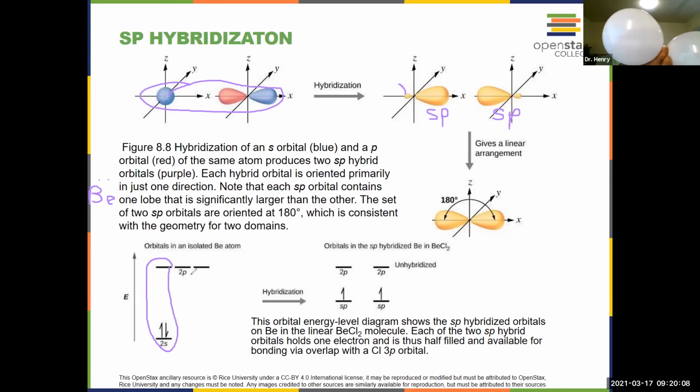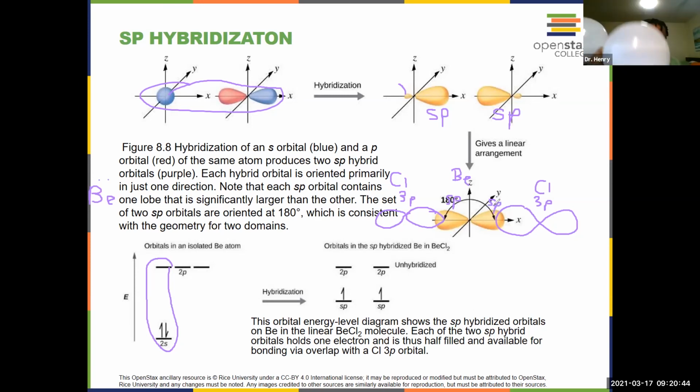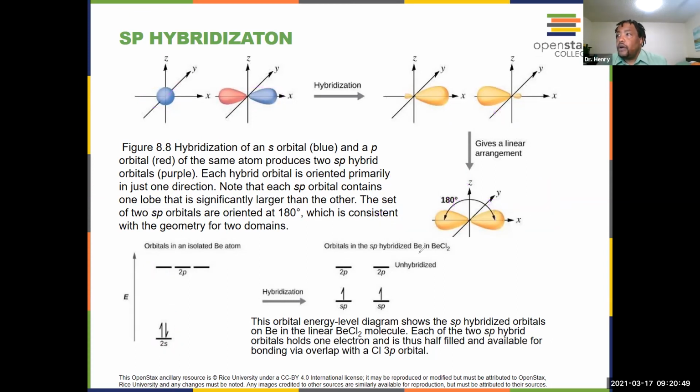Okay. And so now these guys are able to interact with the chlorine molecule in the 3P. So this would be the 3P of the chlorine. This would be an SP. This over here would be a 3P of the other chlorine. And we'll say Cl. And this would be Be. Does that make sense?